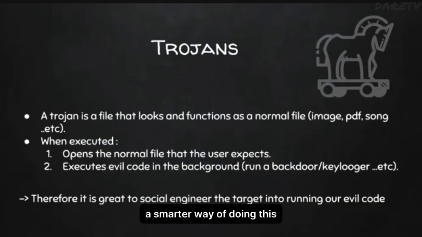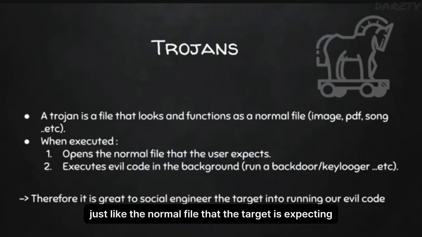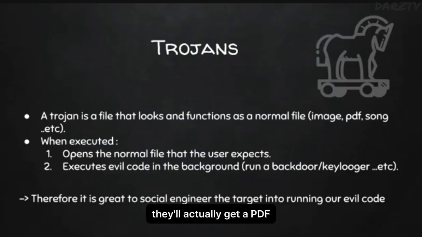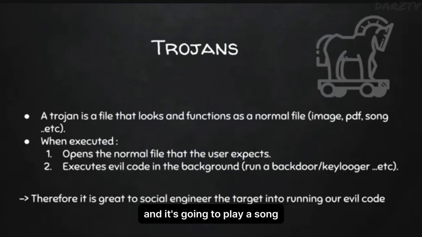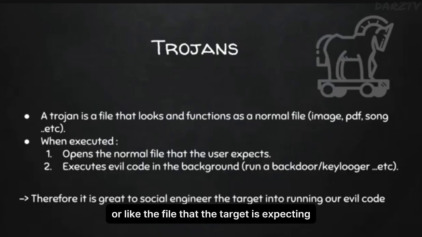A smarter way of doing this is to replace the file that the target person is downloading with a Trojan. A Trojan is basically a file that looks and functions just like the normal file that the target is expecting. So for example, if the target is downloading a PDF, they'll actually get a PDF. If they're downloading a song, they'll get a song. It's going to have a song icon, it's going to have a song extension, and it's going to play a song. So it's going to look and function like the file that the target is expecting. But at the same time, it'll run your evil code in the background.